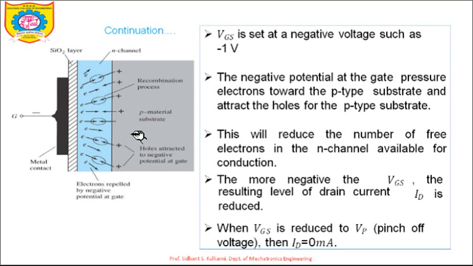In the depletion type of MOSFET, I will just revise the thing: in the depletion type of MOSFET, the channel is already present. In the enhancement type MOSFET, the channel gets created or diffused, but because of the reverse bias voltage of the gate to source junction, it can control the flow of electrons from source to drain, thereby reducing the value of ID. Okay, so we'll stop for this particular lecture.